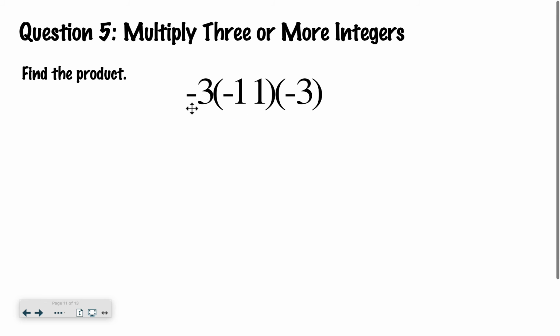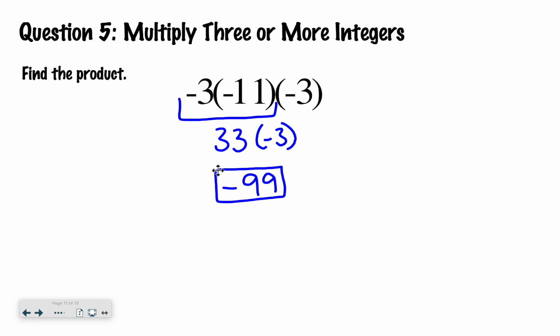All right, your turn. Multiply 3 or more integers. Find the product of negative 3 times negative 11 times negative 3. Good luck. All right, for this one, hopefully you said negative 3 times negative 11 is positive 33, and a positive 33 times a negative 3 is a negative 99. If you have questions about that, please be sure to ask for some help.